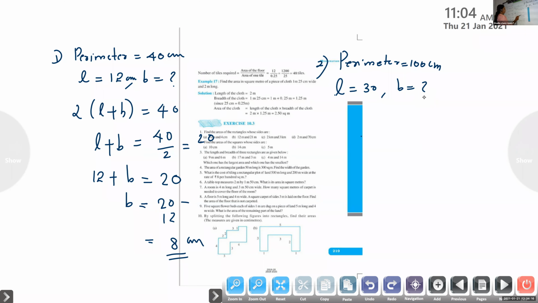Okay, children, this third question we did, right? Third question: length and breadth of three rectangles are given below. Which has the largest area and which has the smallest? Did you finish? Yes, ma'am, we have done it.